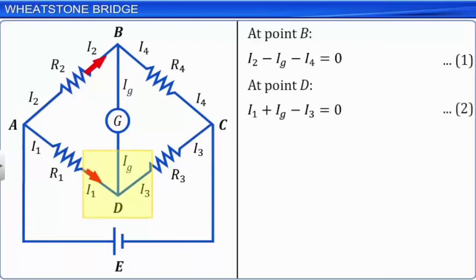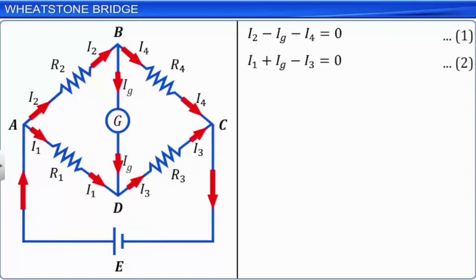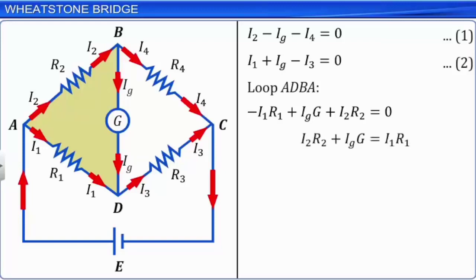Let us now apply Kirchhoff's loop rule to the 2 closed loops, ADBA and CBDC. Loop ADBA. Across points A and D, by applying the rule, we get minus I1R1 plus IGG plus I2R2 is equal to 0. On simplifying, we get I1R1 is equal to I2R2 plus IGG. Let this be equation 3.